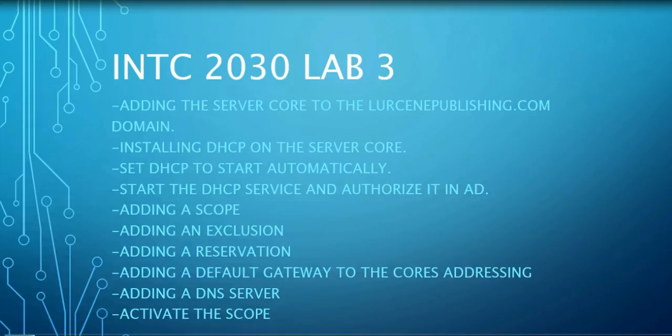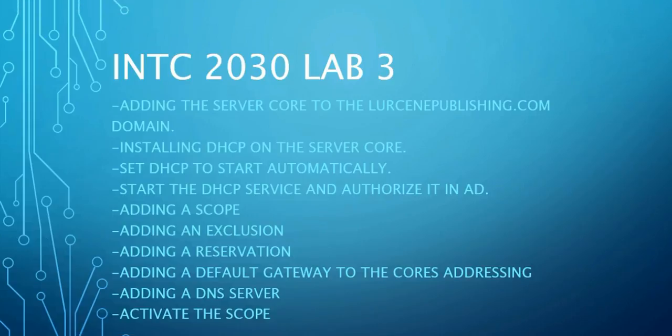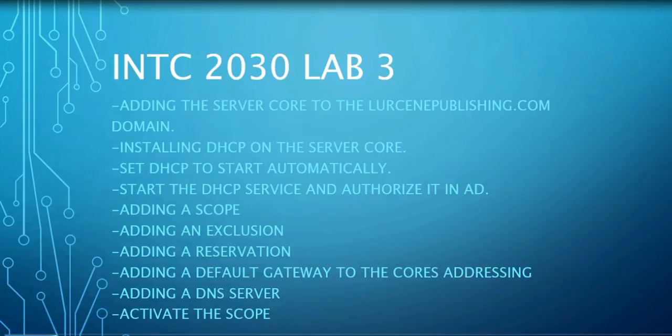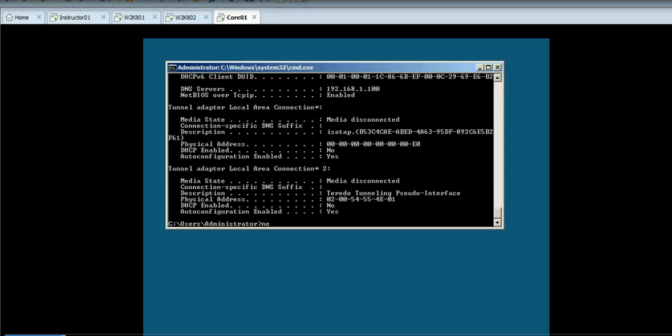Here on the screen I have a couple tasks that we're going to be performing. We're going to add a server core to this lucernpublishing.com domain. We will be installing DHCP on the server core. We will set DHCP to start automatically. We will start the DHCP service and authorize it in Active Directory. We're going to be adding a scope to the DHCP service. We will add an exclusion and a reservation to the scope. We will be adding a default gateway to the core's addressing.